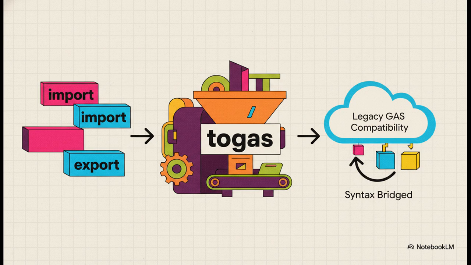So the crucial point is understanding exactly what happens in that second step. Modern Node uses ECMAScript modules, right? Things like import and export statements. But legacy Google Apps Script absolutely does not support those keywords. It'll just throw an error. The togas command automatically bridges the syntax gap. It strips those Node-specific keywords out right before deployment, ensuring your modern code runs flawlessly on the older GAS runtime.